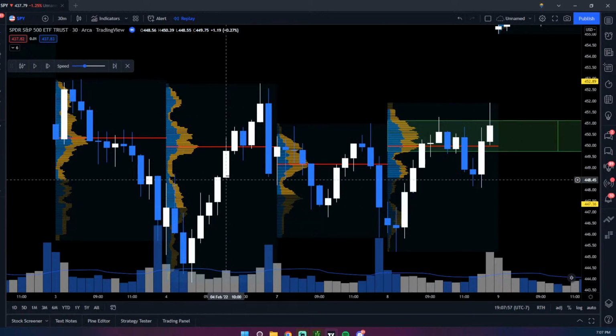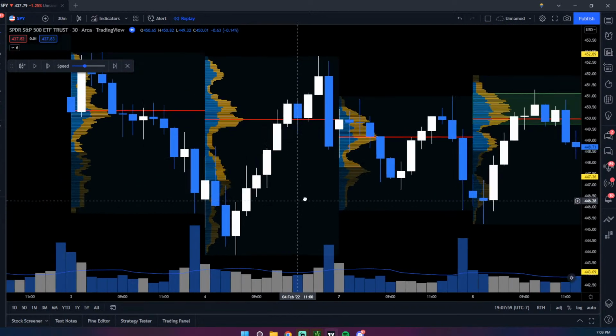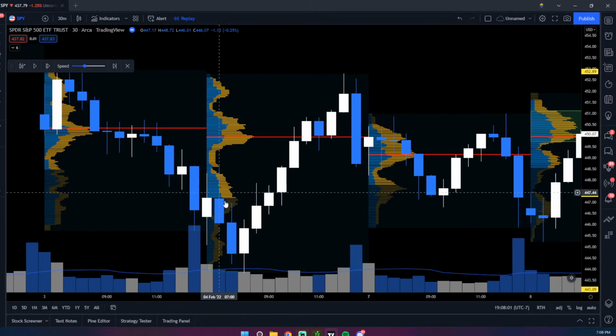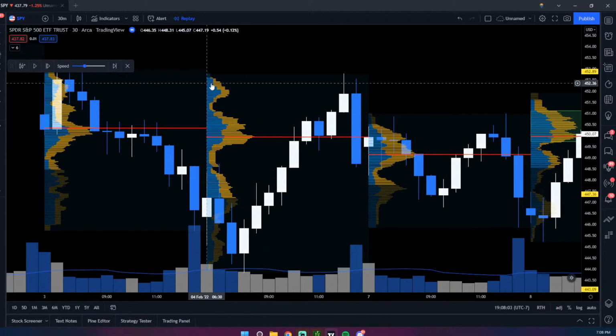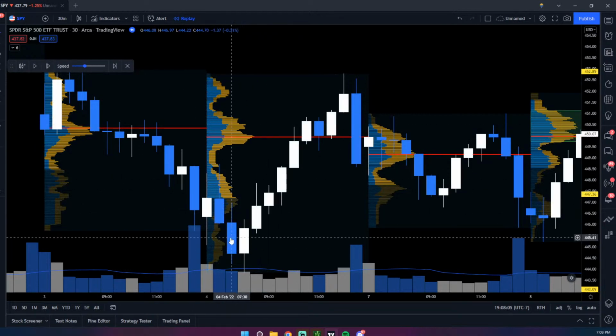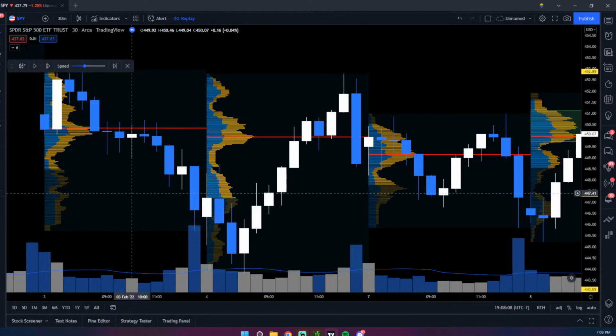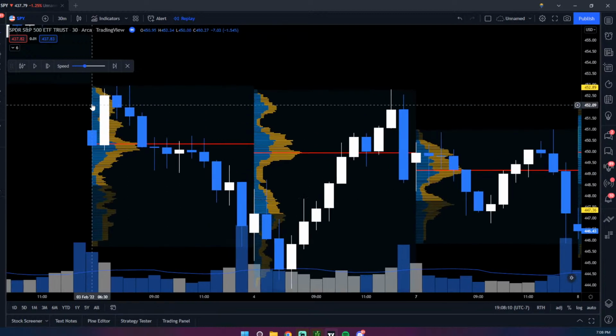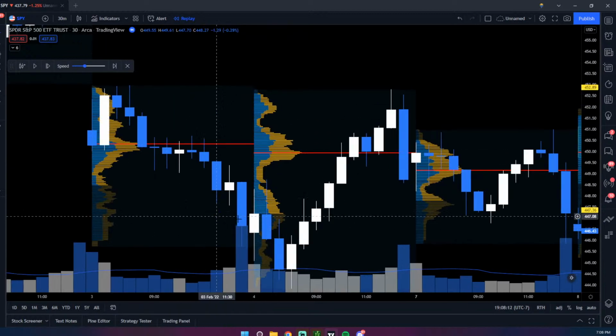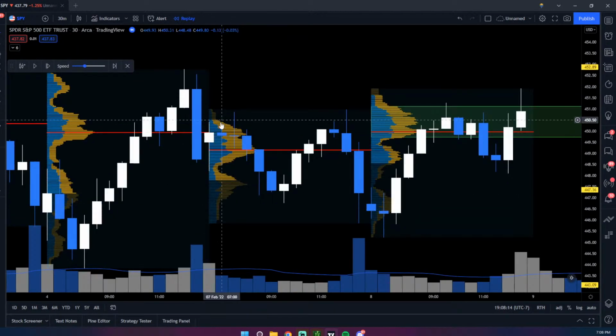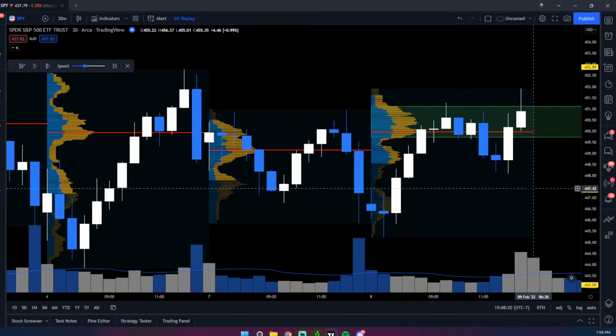Like on this day, you couldn't do it because this was a trending day. So the value area wasn't established for you to take a trade. Same thing here, trending day. But on days where we have a typical day, with the normal ebb and flow of trading up and down, this 80% rule will play out, believe it or not, roughly 80% of the time. So that's that.